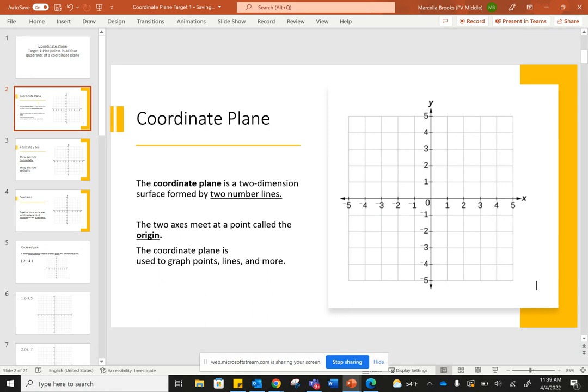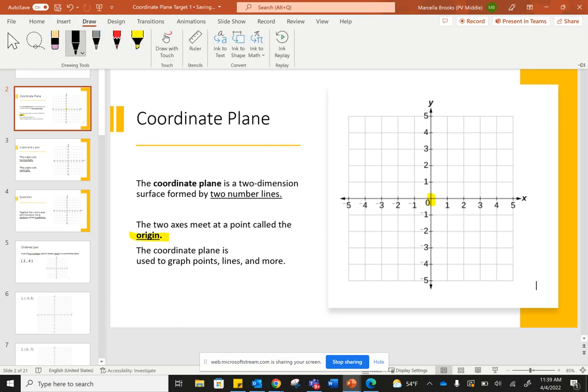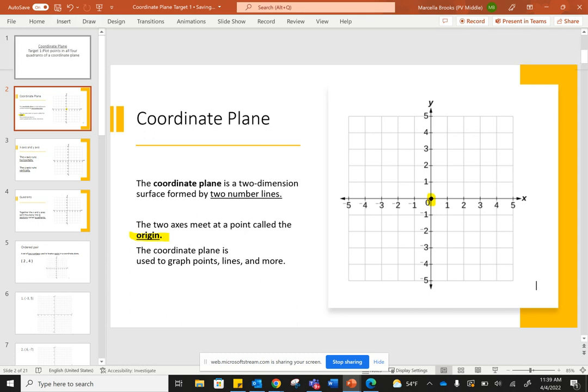So the two axes meet at a point called the origin. The origin is right here, okay? It's right where the two number lines meet. The point that is at the origin, that would be 0, 0. That's the origin. It is the beginning. We're at 0.